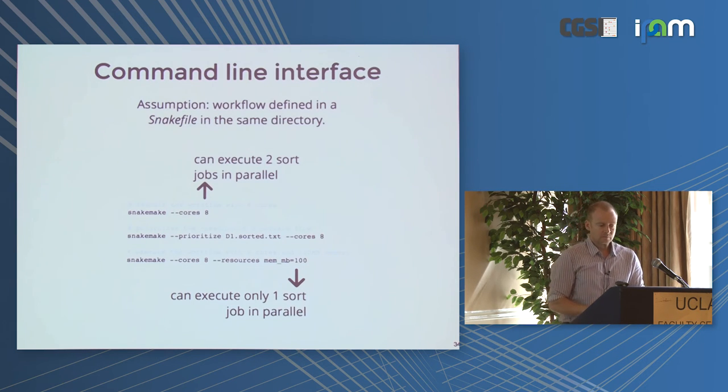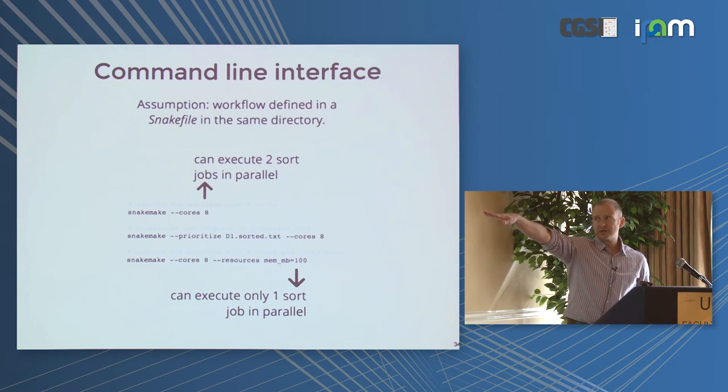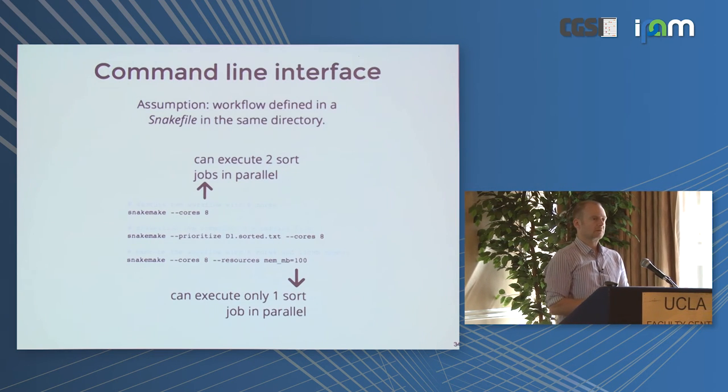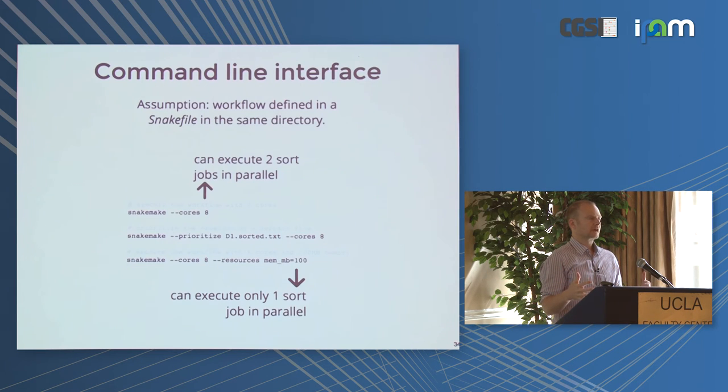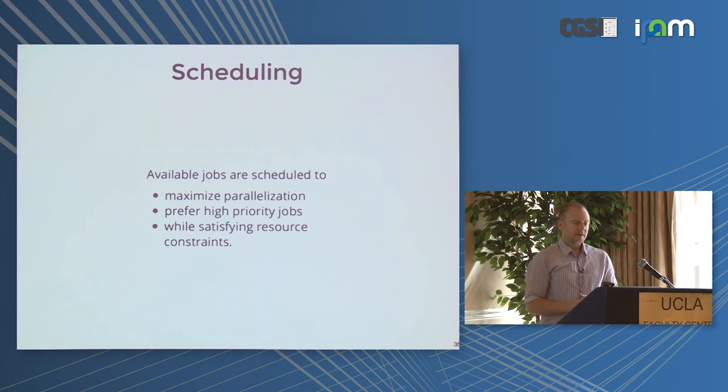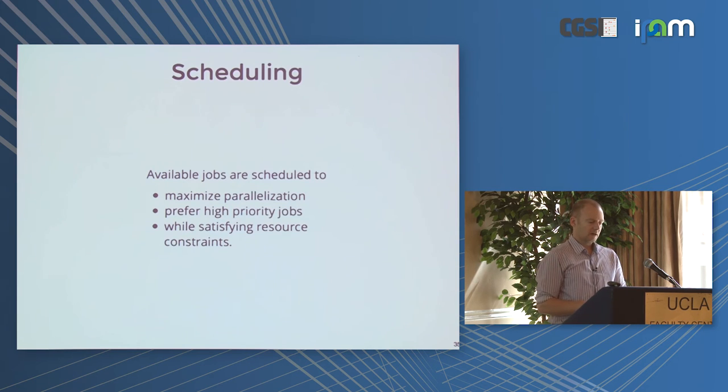So you can have a little bit of a handle on how to control the number of jobs and the resources you have. You can also explicitly prioritize the generation of certain files, and then the scheduler will determine whether there's some arbitrariness in the generation of the files and prioritize the ones you would like to have prioritized. The available jobs are scheduled to maximize parallelization, preferring high priority jobs as provided by the priority. There's also a priority directive, which I didn't show you in the rules. You write priority colon and then a numerical value from 1 to 100, I think.